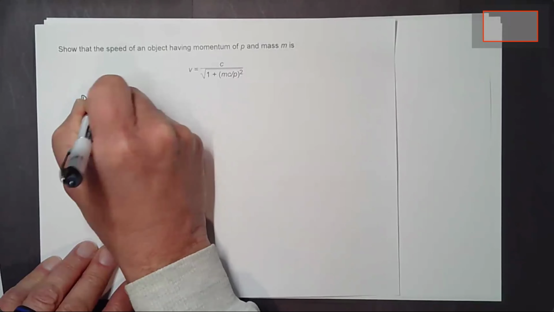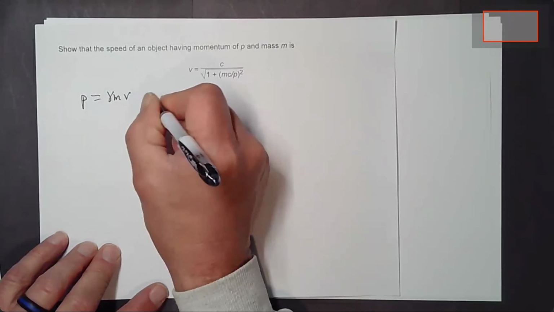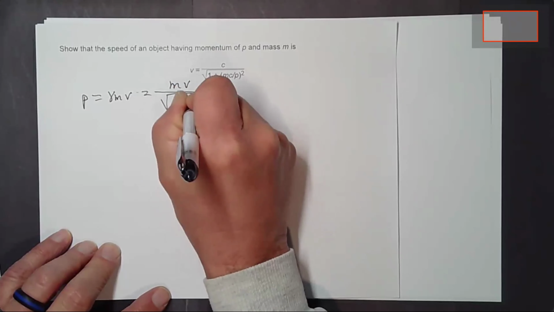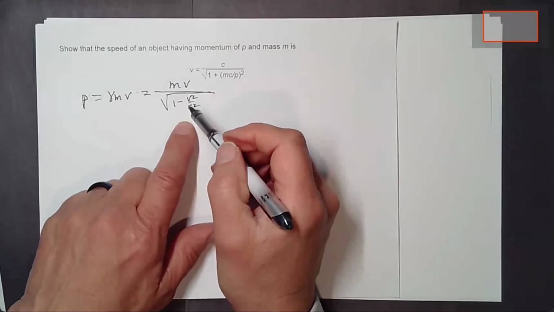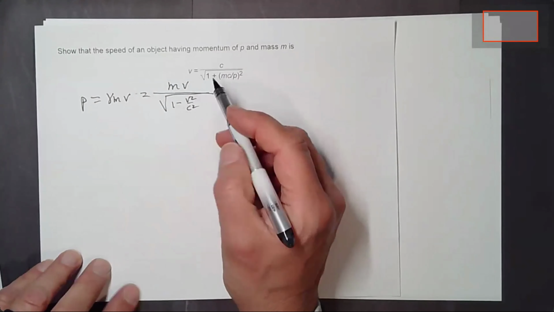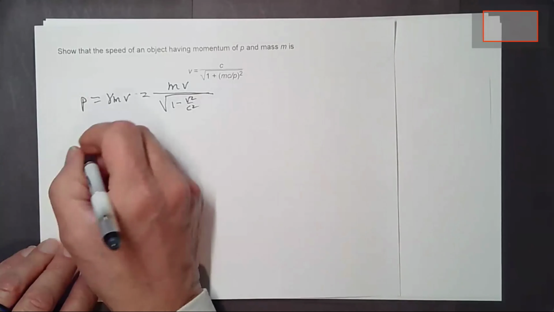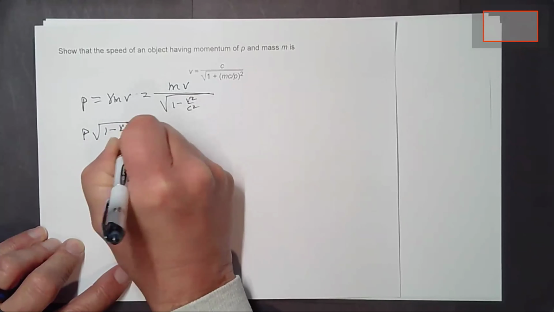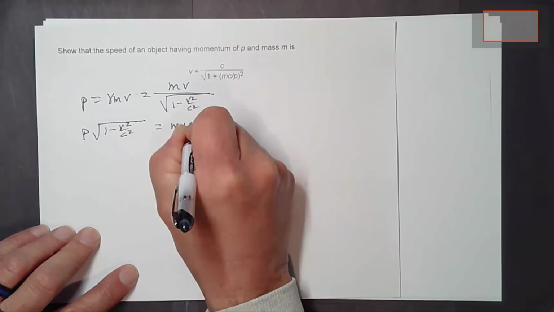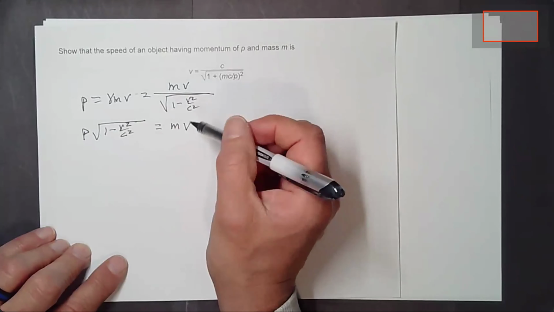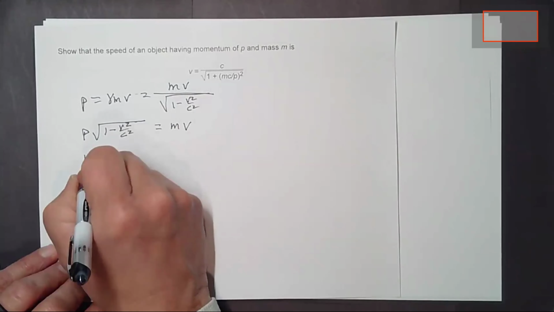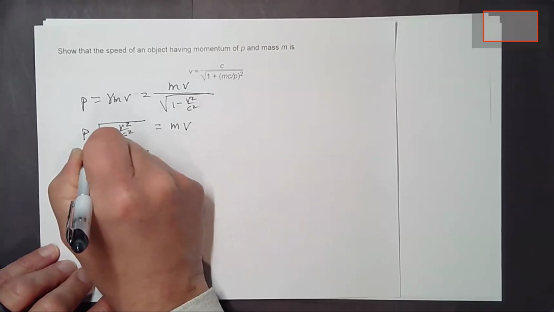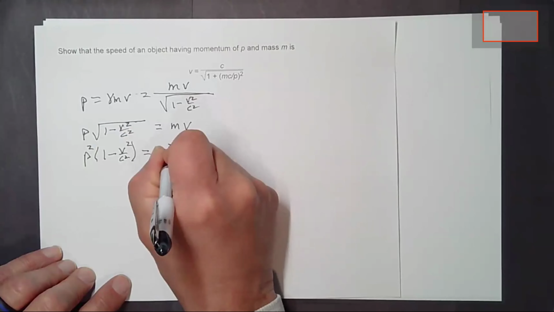And so p is equal to gamma mv, which is going to be mv over the square root of 1 minus v squared over c squared. And we got v's top and bottom. We're just supposed to solve for v. So this is just an algebra problem. So I'd multiply out from underneath by that thing, and I'd have p times the square root of 1 minus v squared over c squared is going to equal mv. And then I would square both sides, I guess, and I'd get p squared times 1 minus v squared over c squared is going to equal m squared v squared.